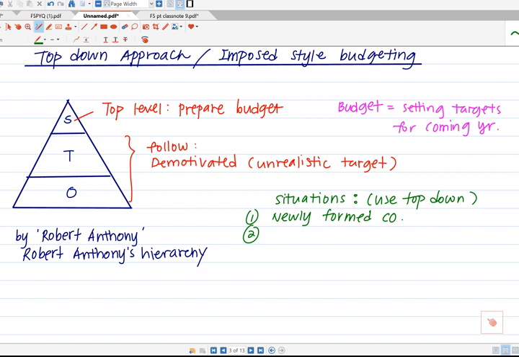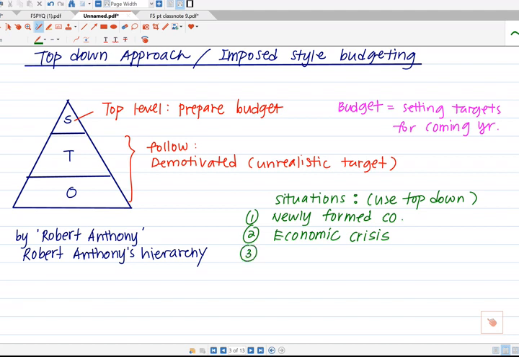Number 2, during an economic crisis, the strategic level is required to think of a strategy to rescue the business, so the budget will be prepared by the strategic level. The boss has to think of a way to rescue the business during the crisis, and you cannot tell your staff to think on how to overcome the financial difficulty. So of course the boss themselves have to prepare the budgets.